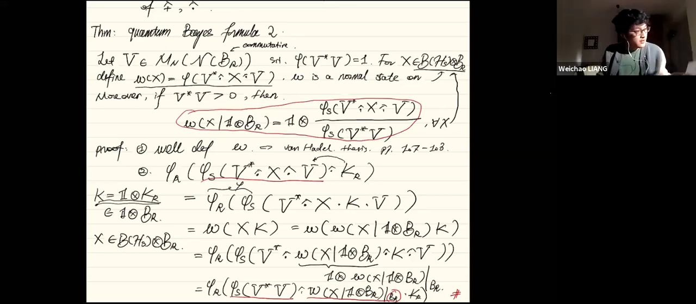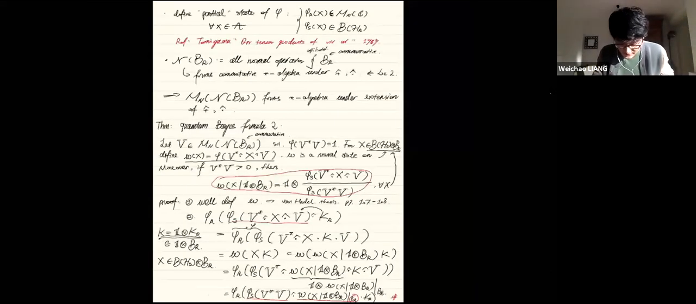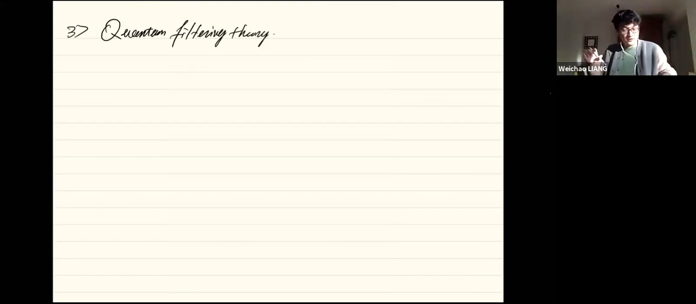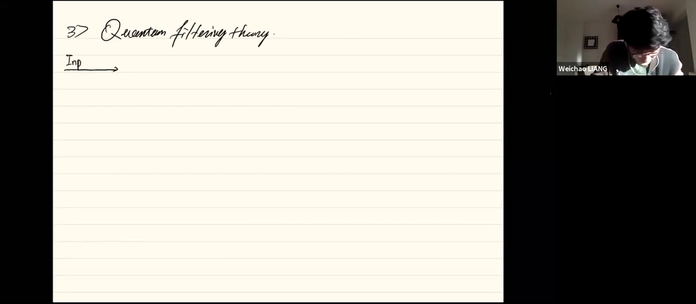Okay. Here we finished the introduction for the quantum BS formula. And I just quickly introduced what we need to do in the quantum filtering theory, okay. We have already all the mathematical tools we need to derive the quantum filtering theory. And now I just give some flow to introduce what we need to do in the following.